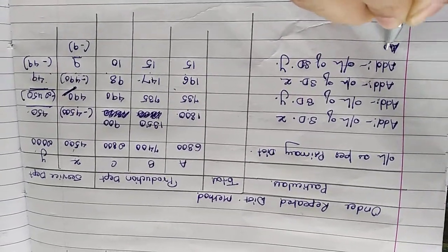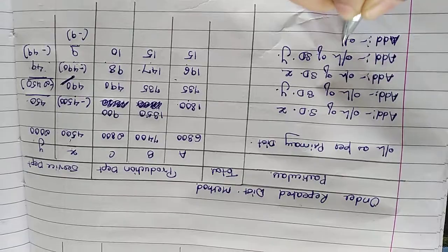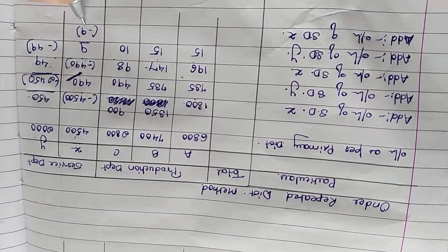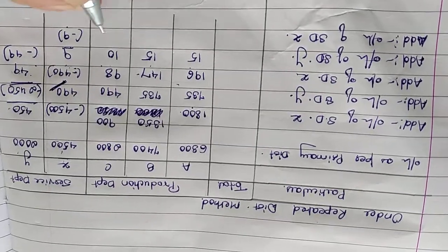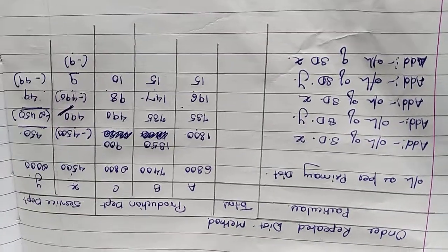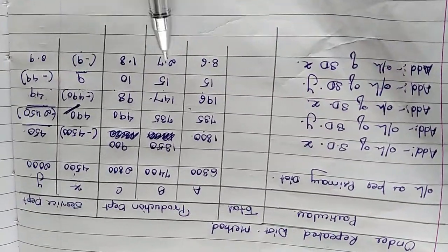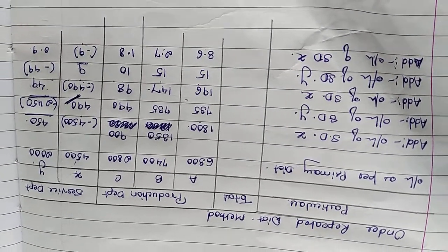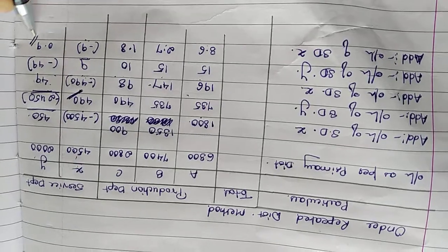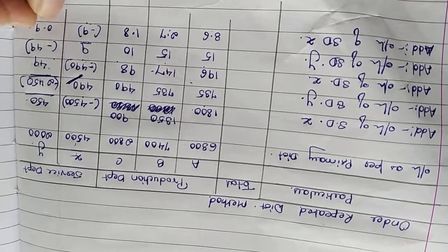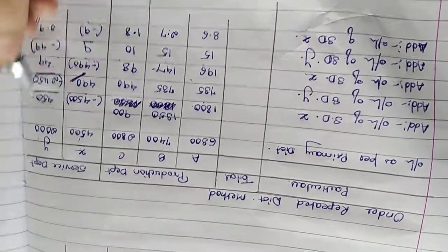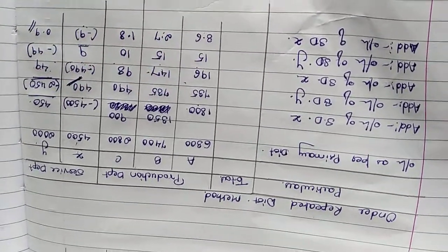So I'll write here, add overhead of service department X. Again, you are supposed to distribute this in the percentage of 40, 30, 20 and 10. After calculating 40, 30, 20 and 10% of 9, I have got these figures over here. Because 0.9 is a very small number, we are not supposed to distribute it further. Rather, we are supposed to stop over here and total all the columns.